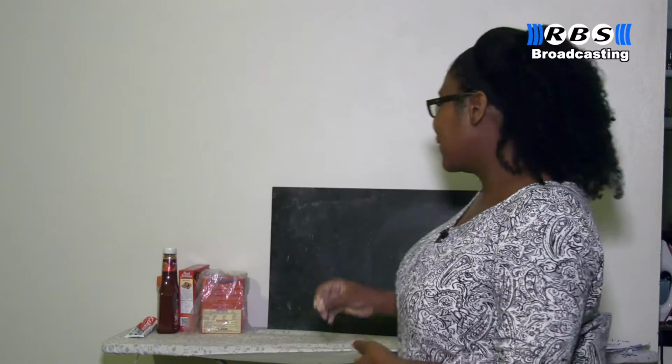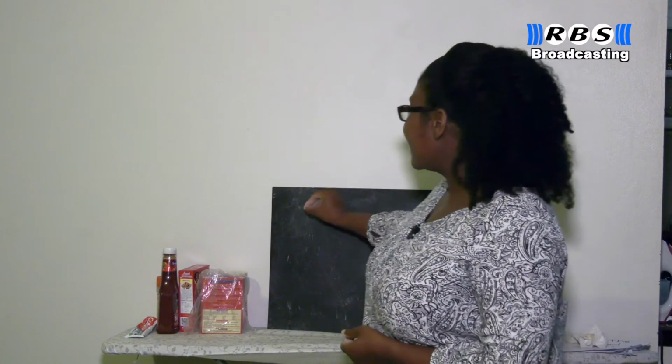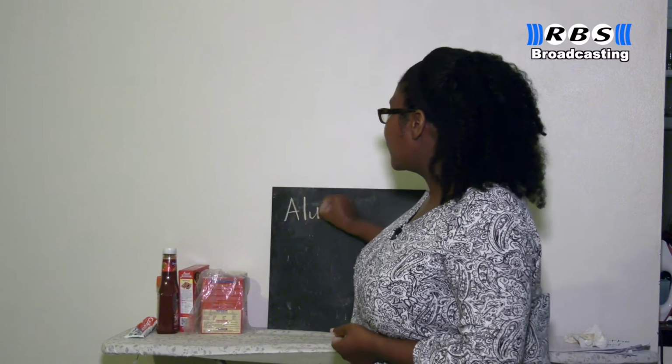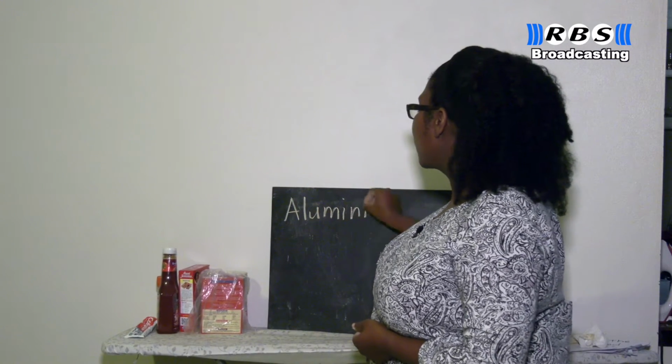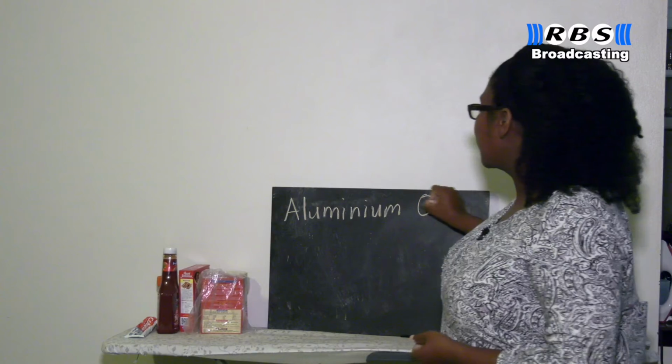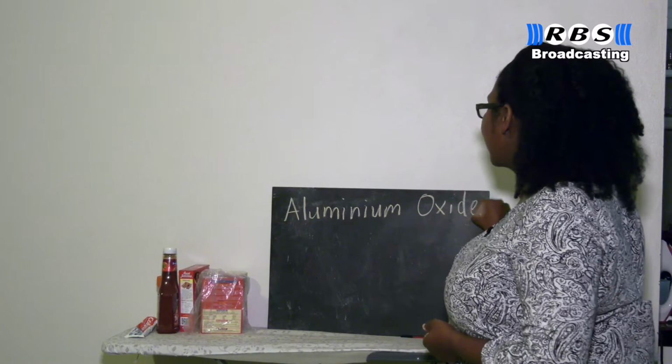Here now is tip number 4. I call it the swap and drop method, where you swap the numbers on the charges and drop them into place. Swap and drop. Here's an example. Let's write the formula of aluminum oxide.